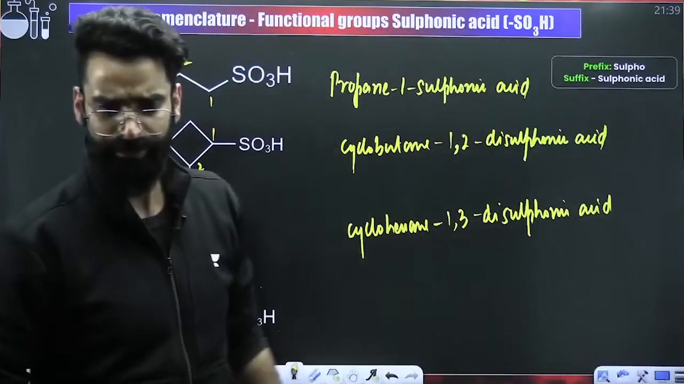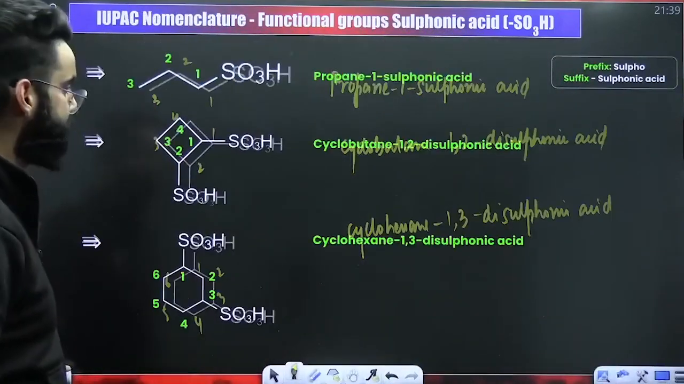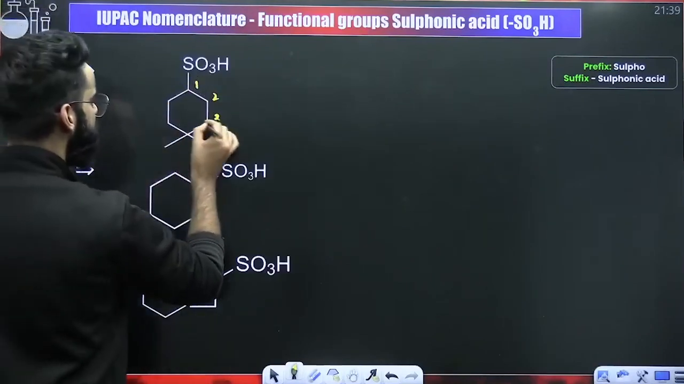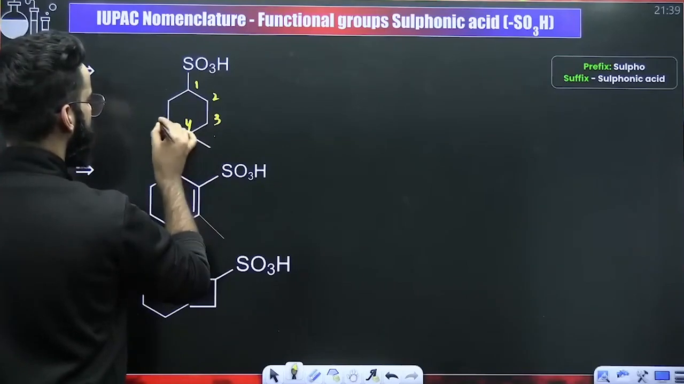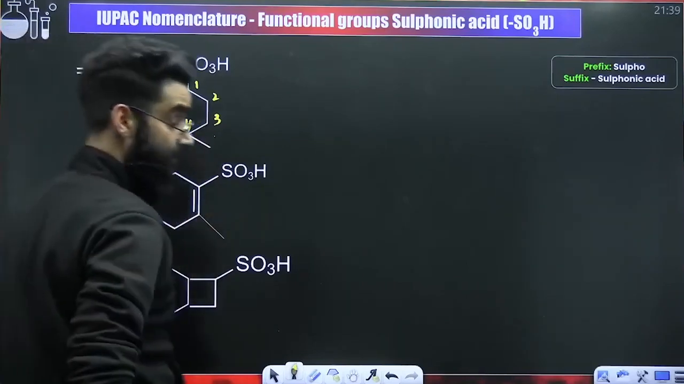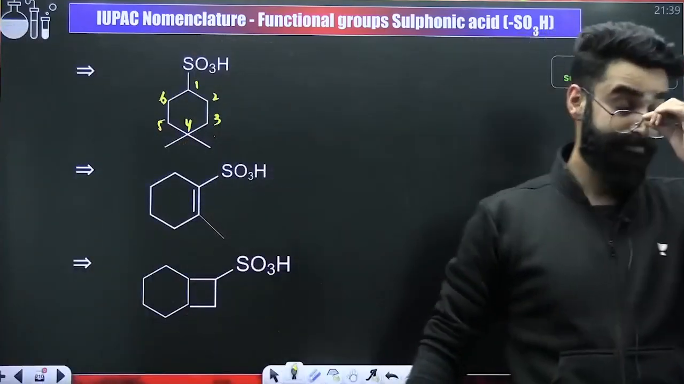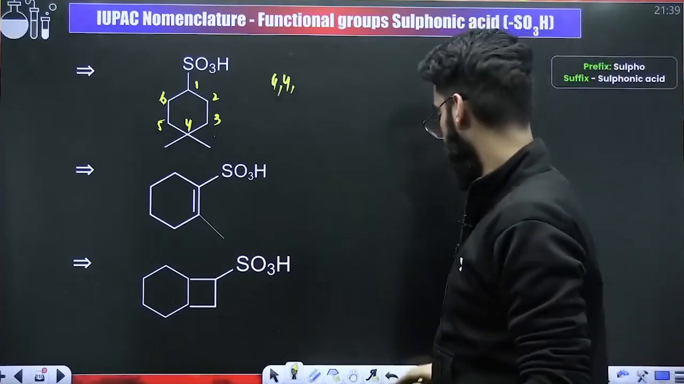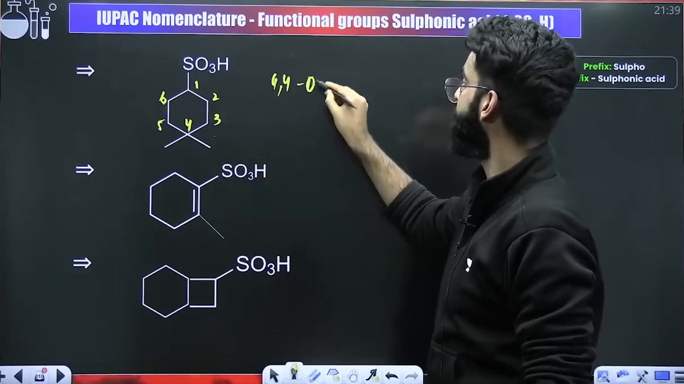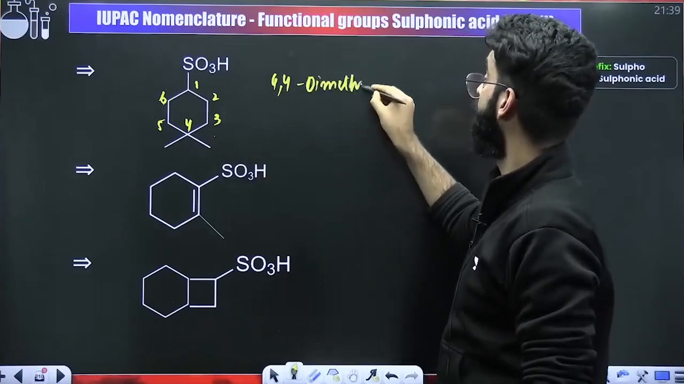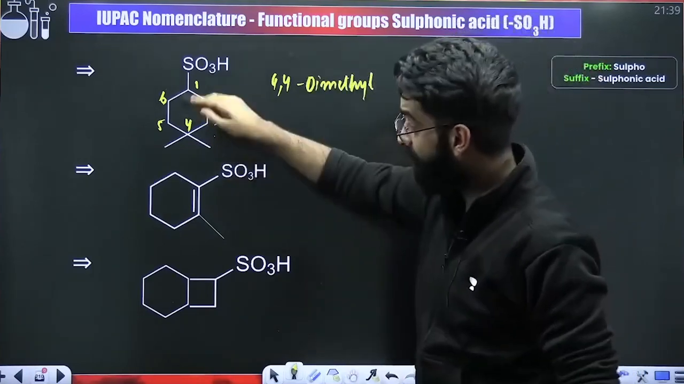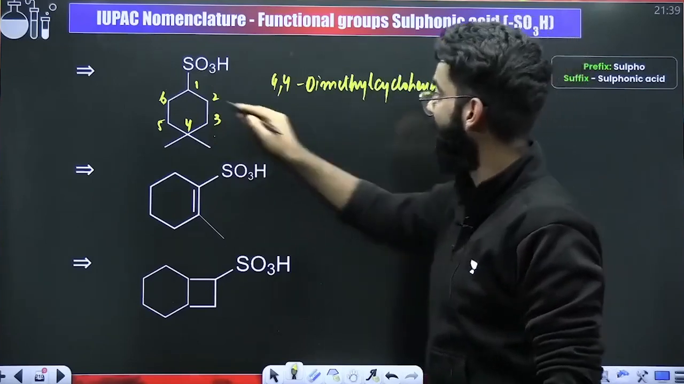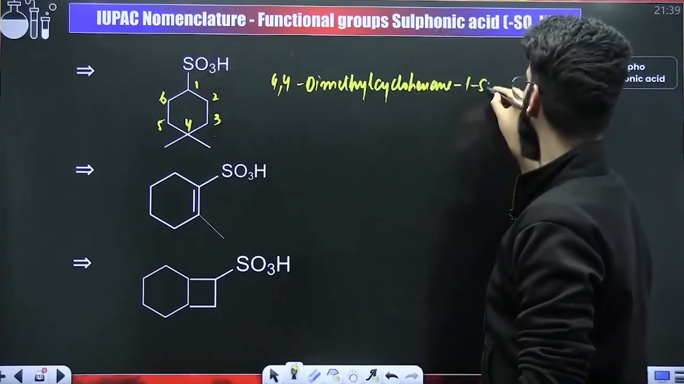These are basic things, right? Disulfonic acid. Look at this one. Start from here. 1, 2, 3, 4, 5, 6. So first of all, it's going to be 4,4-dimethyl. Then it's going to be cyclohexane. At carbon number 1, there is a sulfonic acid, so 1 sulfonic acid.